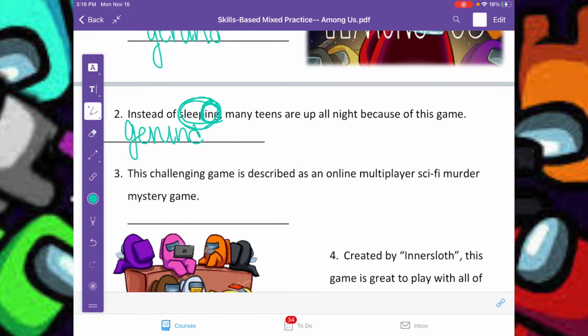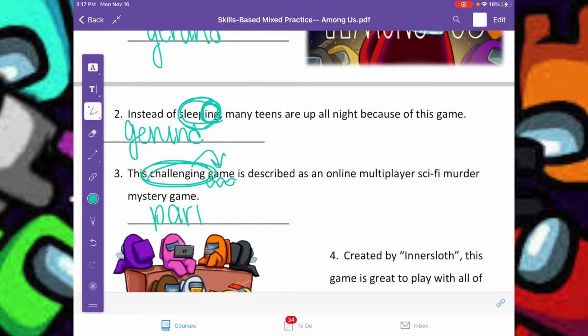Next up, this challenging game is described as an online, multiplayer, sci-fi, murder mystery game. Here we have challenging. It's describing the game. Which game? The challenging game. Since this is functioning as an adjective, it's describing something, this one is a participle.